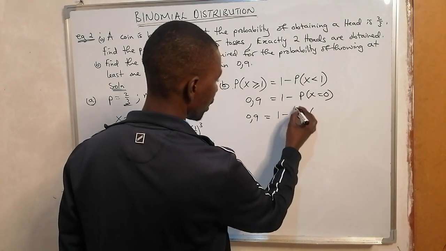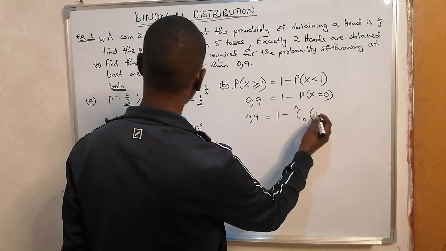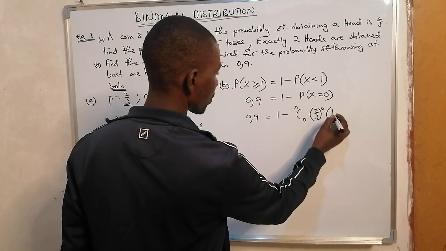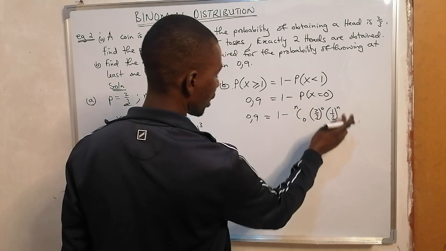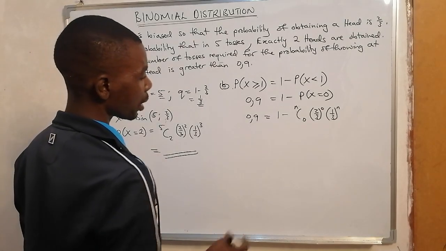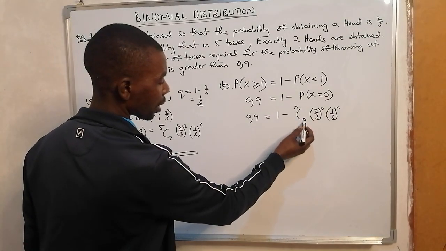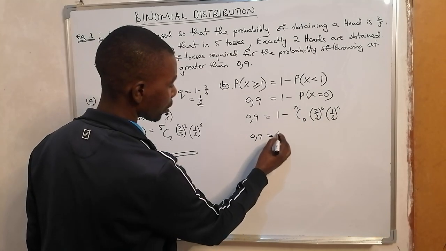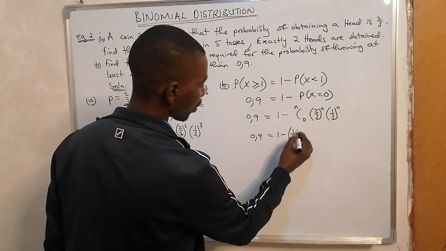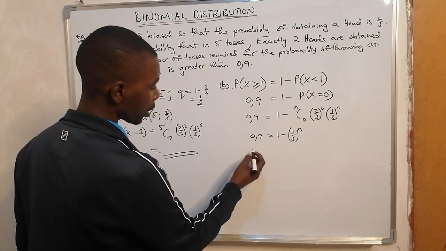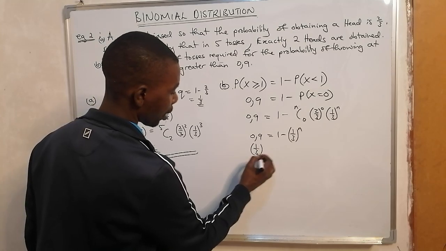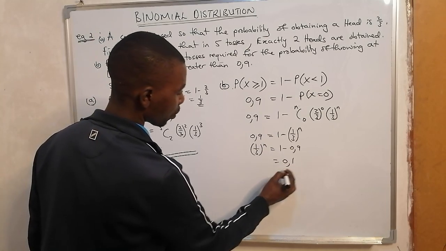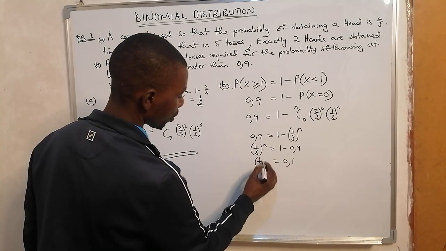We want to find n. Then our probability of success 2 over 3 to the power 0 times 1 over 3 to the power n minus 0. Right? So we can rewrite this. Remember, n choose 0 is 1. 2 over 3 to the power 0 is 1. So that will be 0.9 equals 1 minus 1 over 3 to the power n. Right? Now we can rewrite this as 1 over 3 to the power n equals 1 minus 0.9. Then 1 minus 0.9 will get 0.1, which is 1 over 3 to the power n.